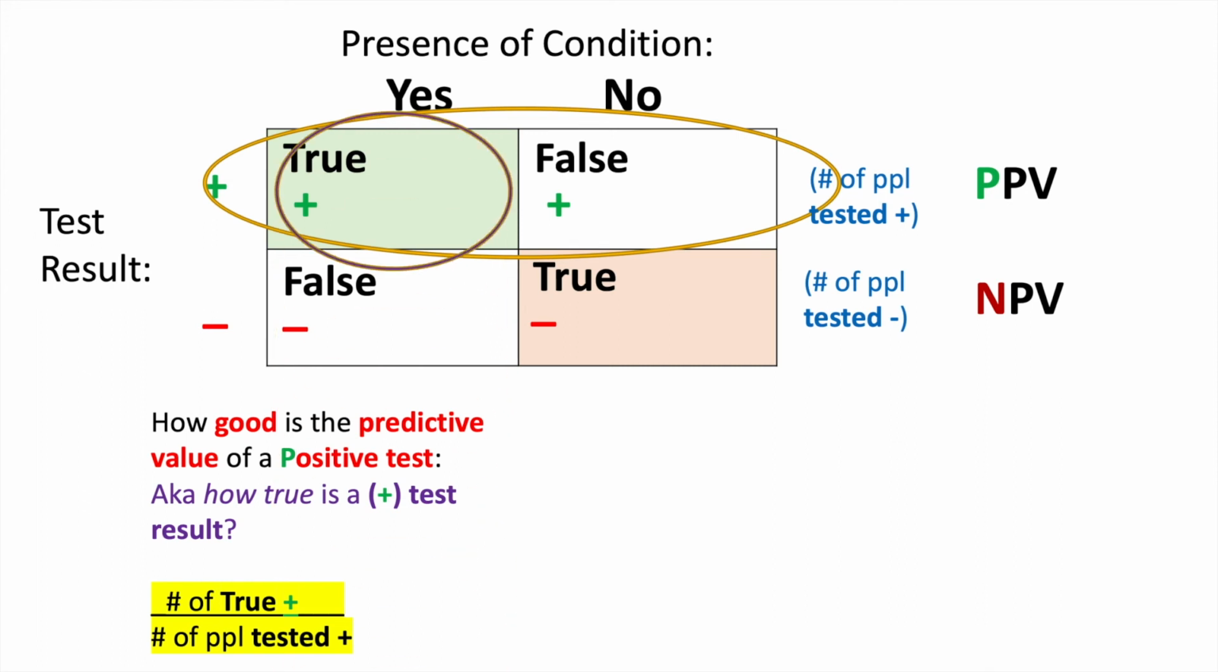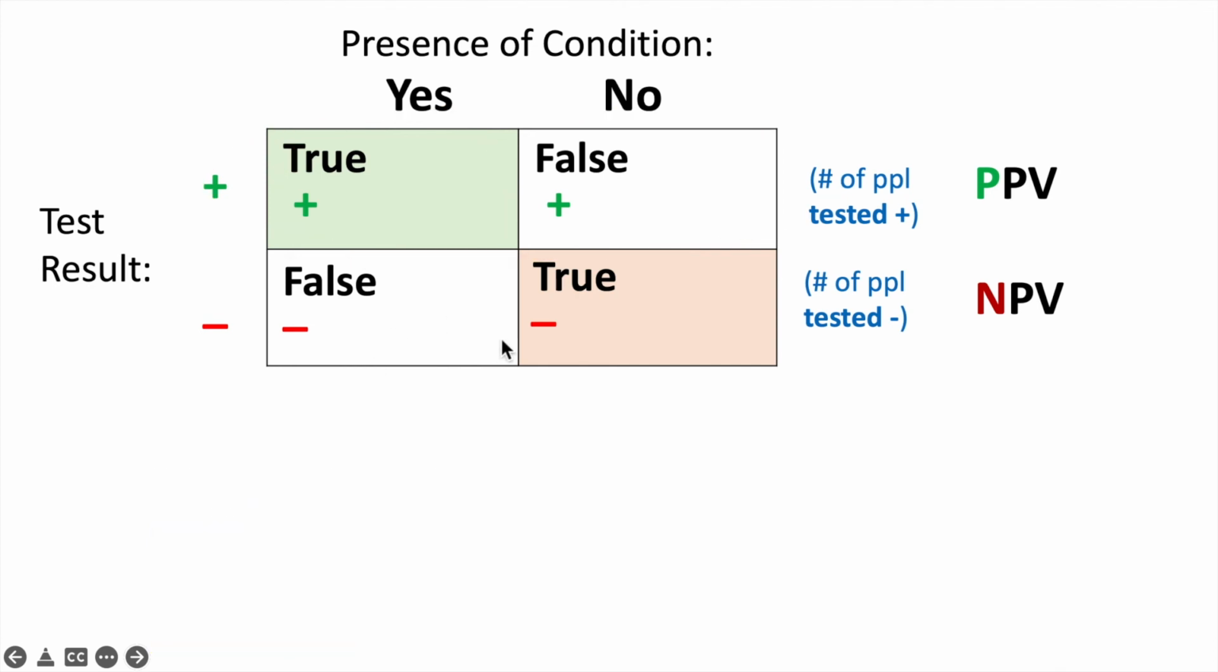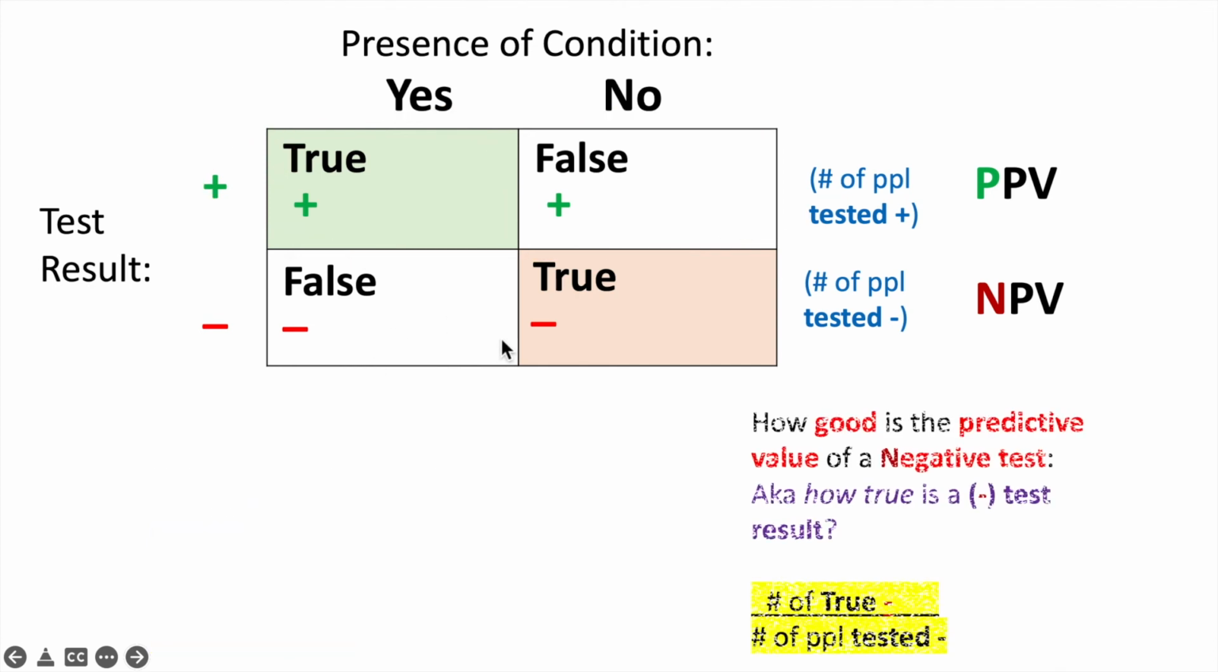Vice versa with NPV. How good is the predictive value of a negative test, aka how true is a negative test result? A higher NPV is good because it means the test has a higher chance of figuring out those who really do not have the condition. To calculate the NPV, we look at the negative test result row. The sum of the two boxes is the total number of people tested negative.